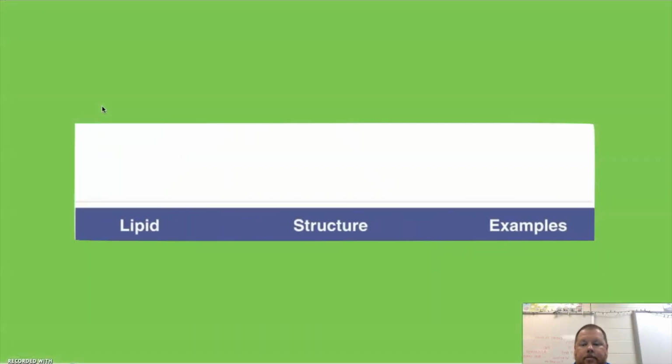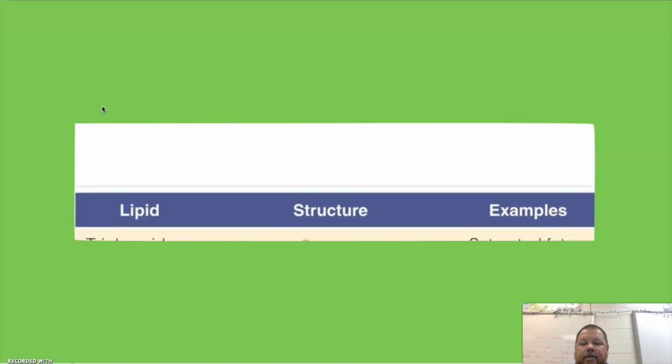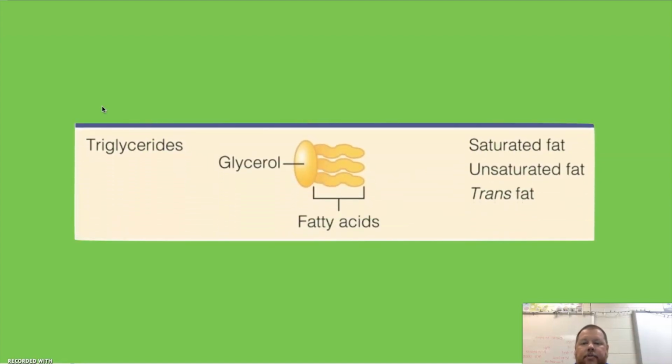For our first example, we're going to be looking at something called triglycerides. These are going to be used for energy. Triglycerides are made up of 2 parts, a glycerol molecule and 3 fatty acid tails. Those fatty acids can be saturated or unsaturated, or we can also have a trans fat, which is where we add hydrogens to an unsaturated fat to make it saturated.